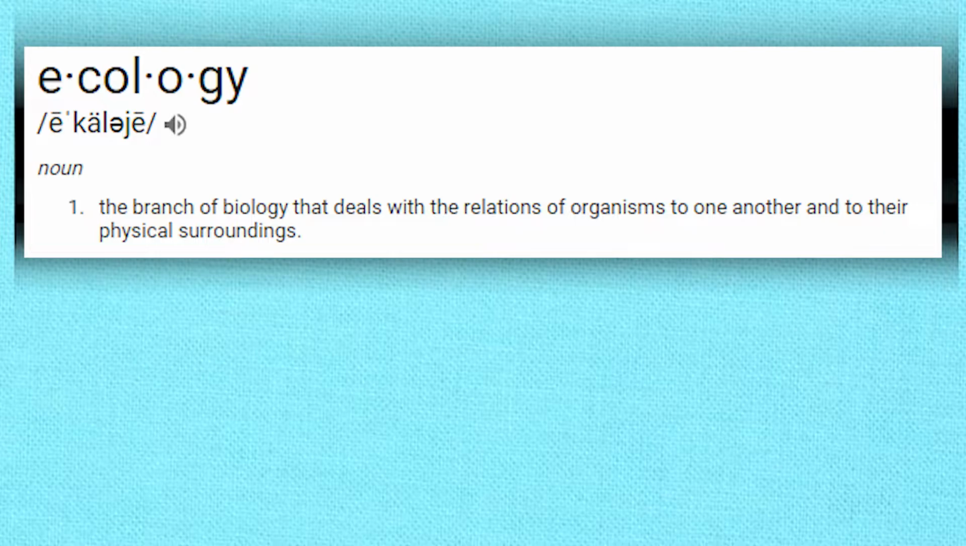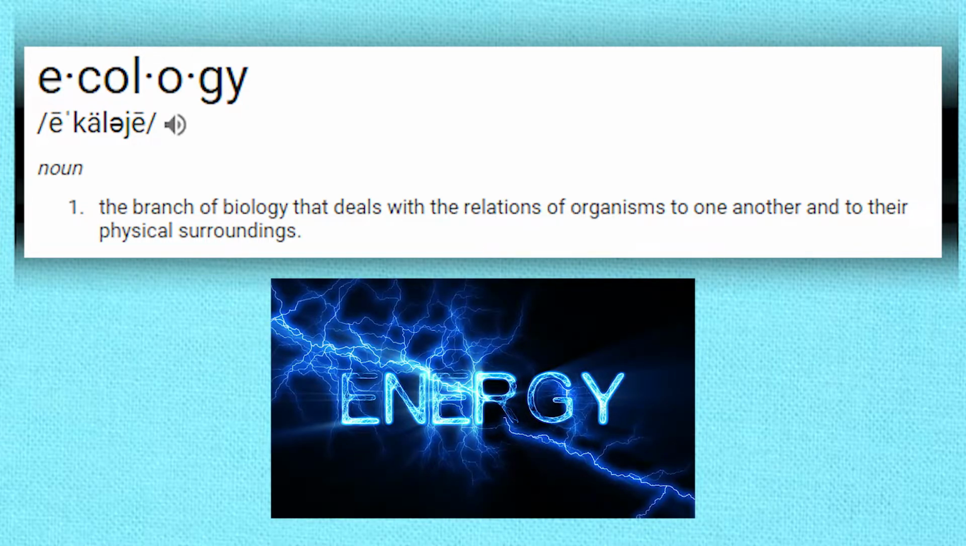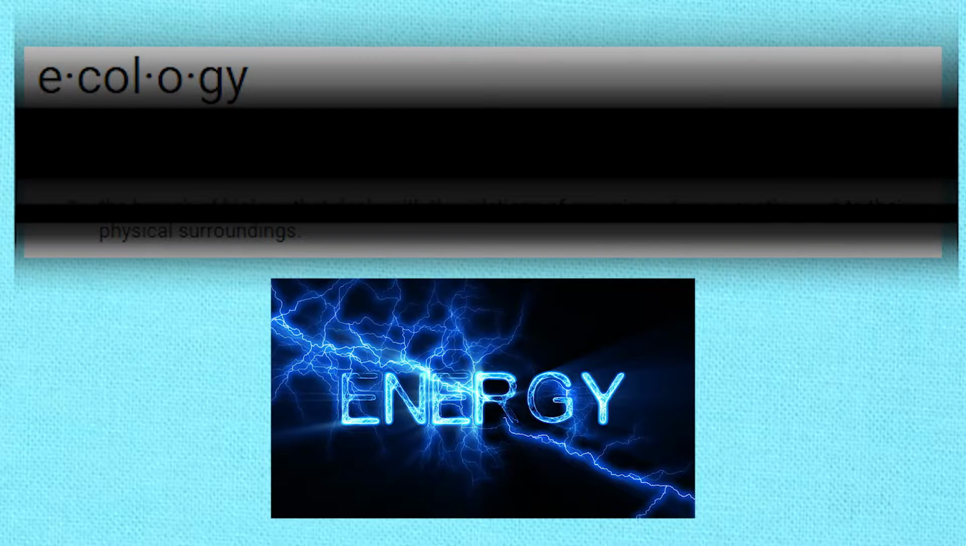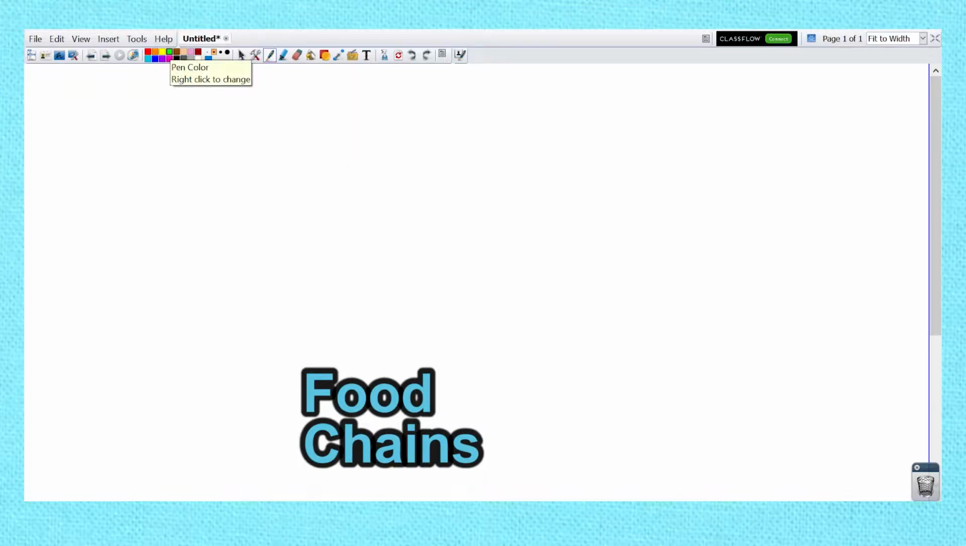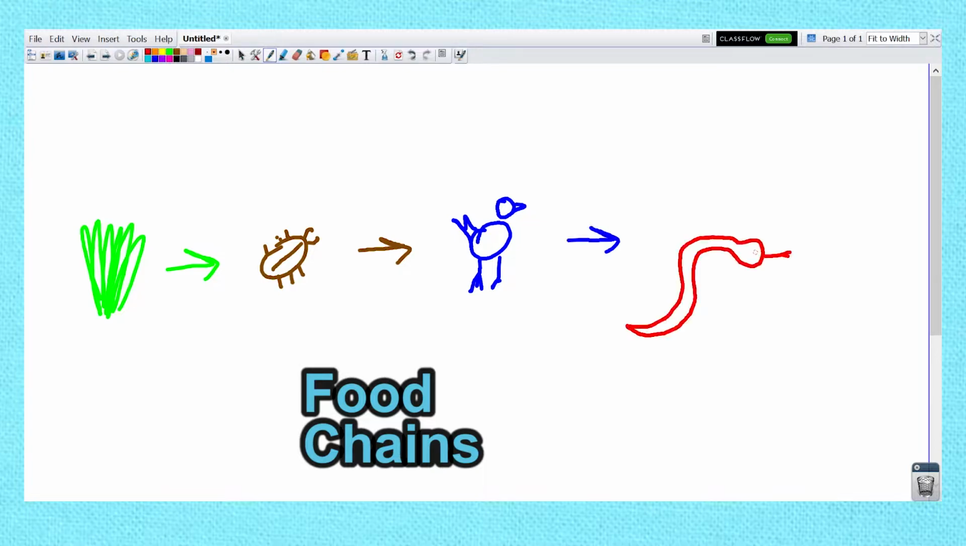So one of the biggest factors of interactions is how these things get energy and how they work with each other to get energy. So we're going to look at something that you probably know a little bit about, and this is going to be food chains. So let's do a food chain real quick. Here's some grass, here's a beetle, here's a little bird, and then finally a snake. There's a basic food chain.